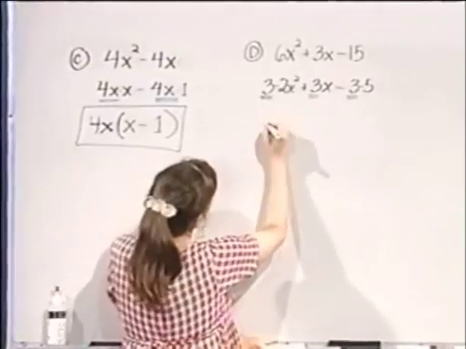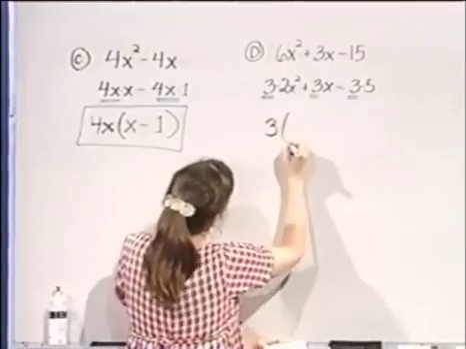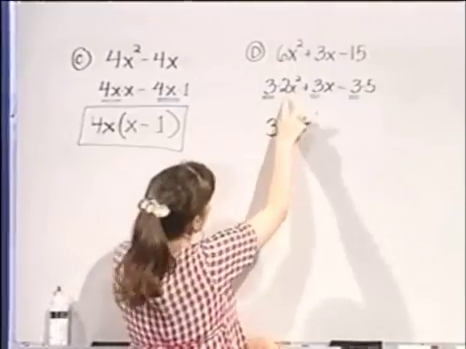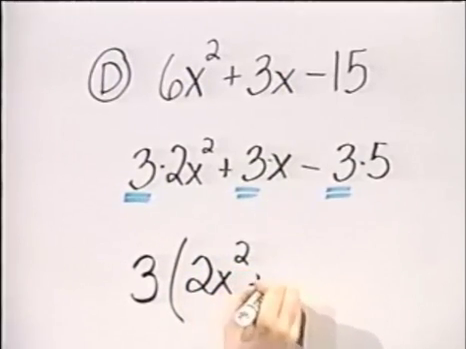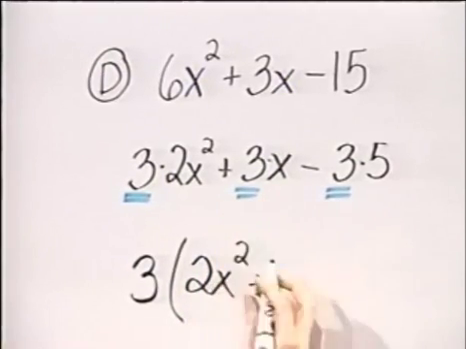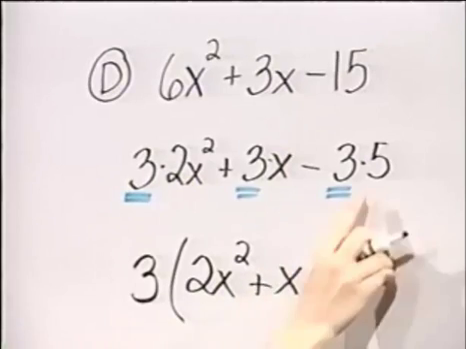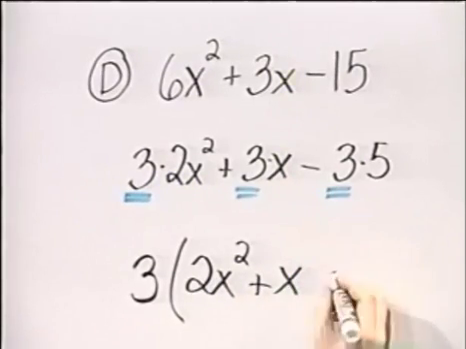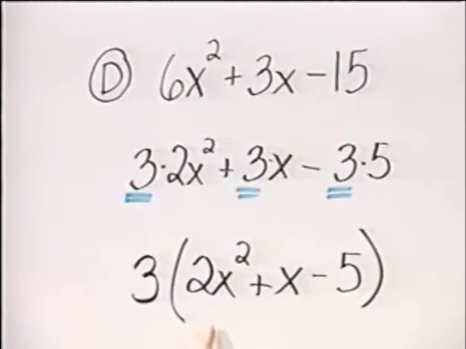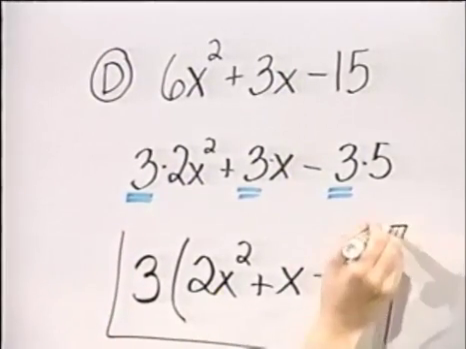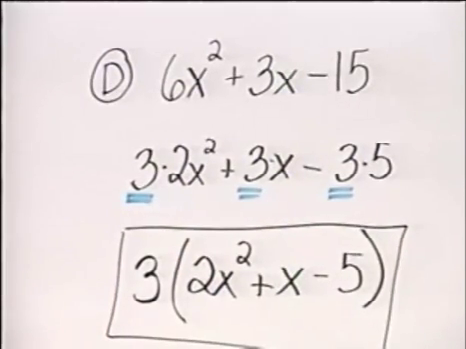So we're going to take out that 3, and we're going to be left with 2x squared plus, and here when you take out a 3, you're left with x, and here when you take out a 3, you're left with 5, or minus 5. You now have a product of 3 times this, and there's nothing else that you can take out of there. So you're finished with that one.